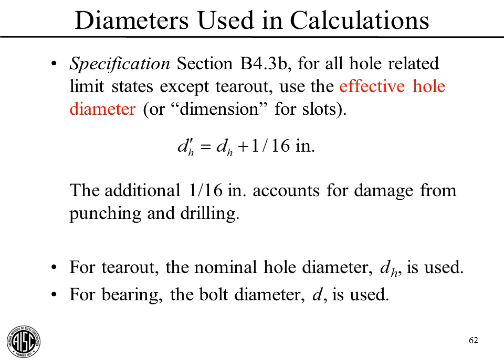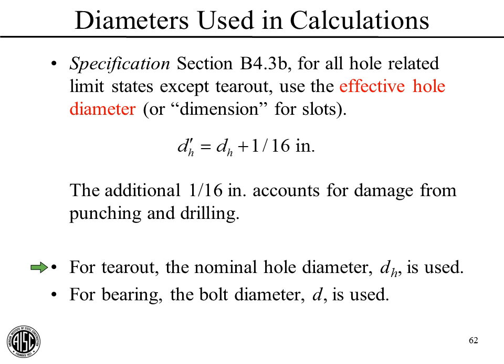Okay, so we have three different diameters that we're going to be using over and over again, so we should talk about those for a second. First, specification section B4.3b says that for all hole related limit states except tear out, we use the effective hole diameter, or if we have slots, the effective dimension for the slot. We'll call this D_H prime, just to give it a name. It's the nominal hole diameter plus 1/16 of an inch. This extra 1/16 of an inch accounts for the loss of strength due to the damage around the hole from the hole forming process.